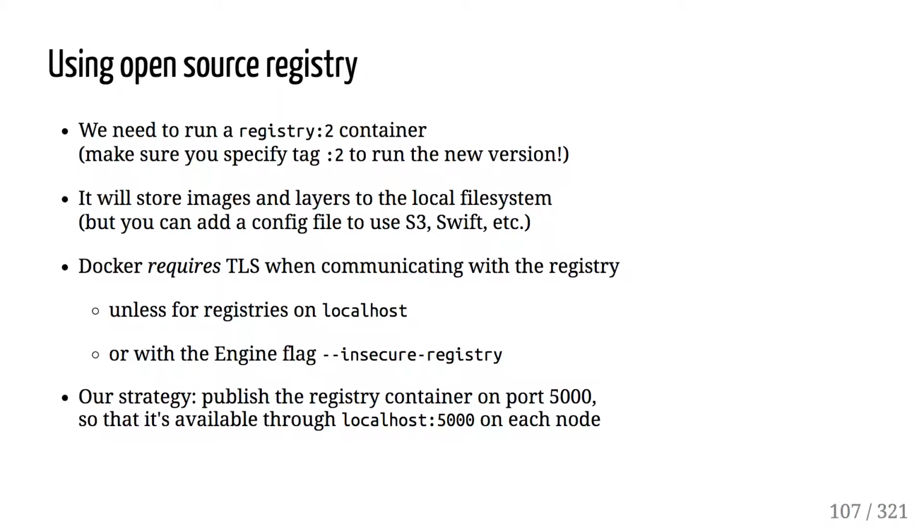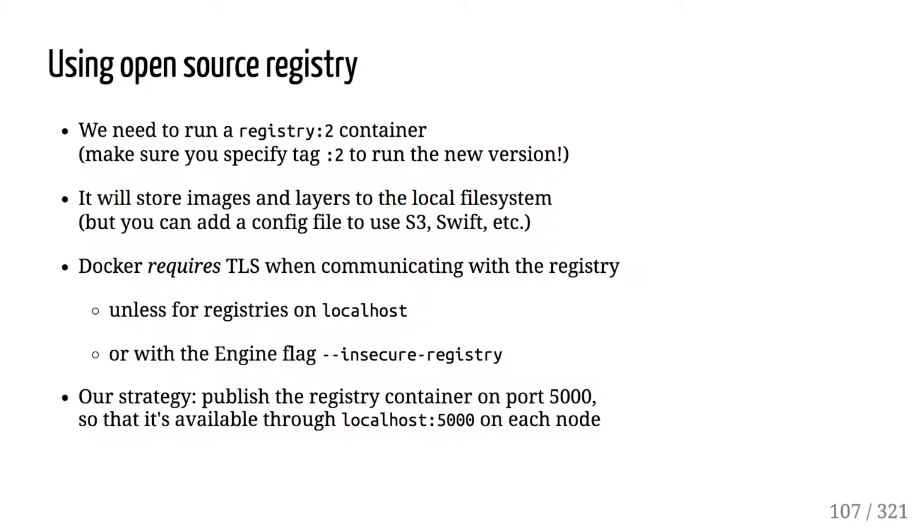So here we're going to use the open source registry. It's extremely easy to deploy. All you need to do is to run the registry:2 container. Why registry:2? Because if you just run registry, then it's registry v1, and at some point we had v2, and so for compatibility, registry without a tag is still v1 for now.